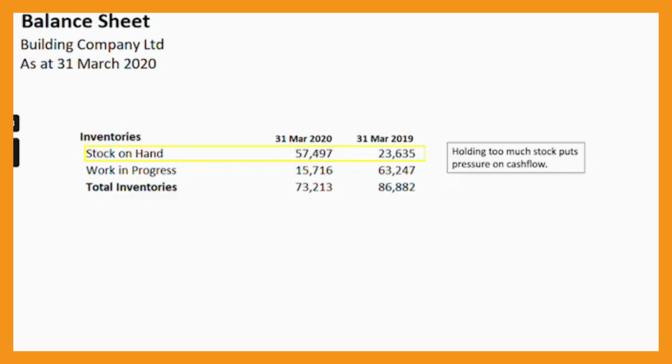Stock on hand has increased by 33,862, which is a further drain on cash flow. Holding too much in stock can put pressure on a business as the stock first has to be sold and then the funds collected from debtors.